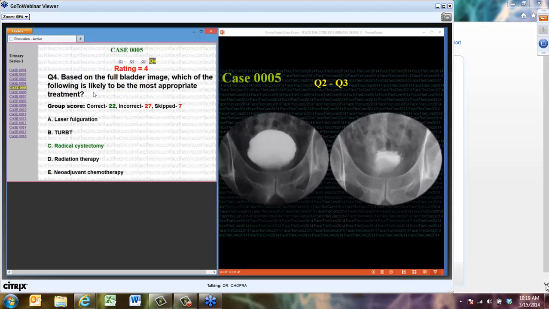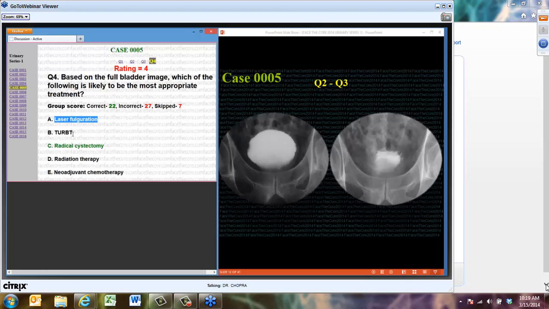Based on the full bladder image, which of the following is likely to be the most appropriate treatment? And that is depending on, okay, so to deal with this question, you need to know what are the ways of treating the urinary bladder. Laser fulguration was used in the past, not anymore. It was used for papillary cancers.